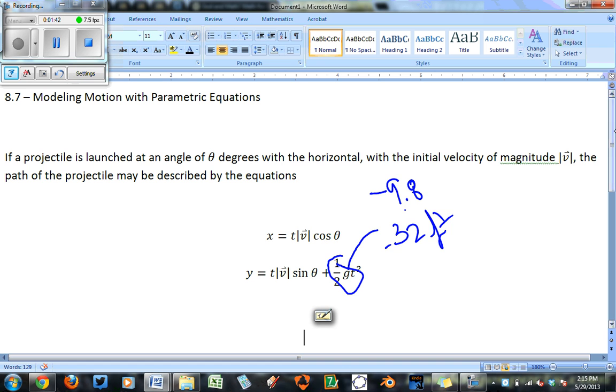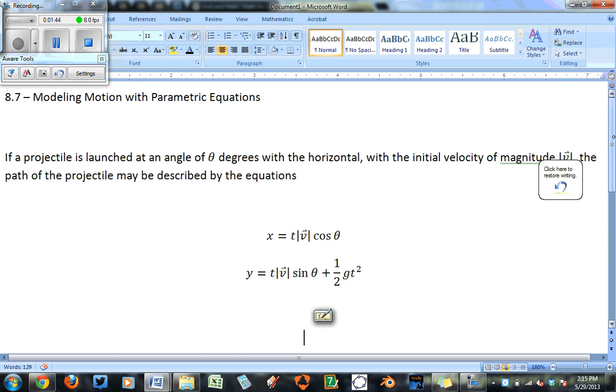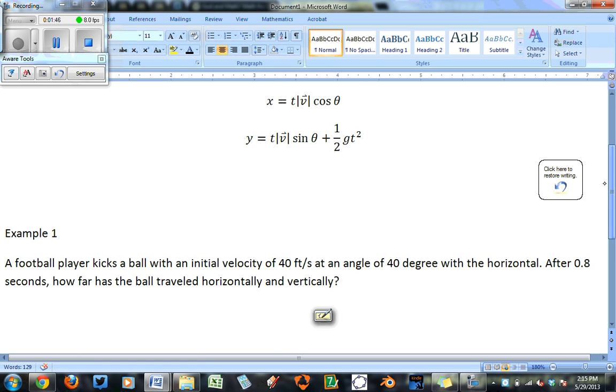Okay, so let's do a couple examples. It's really not as bad as what you think. So here we are. A football player kicks a ball with initial velocity of 40 feet per second at an angle of 40 degrees with the horizontal. After 0.8 seconds, how far has the ball traveled horizontally and vertically?